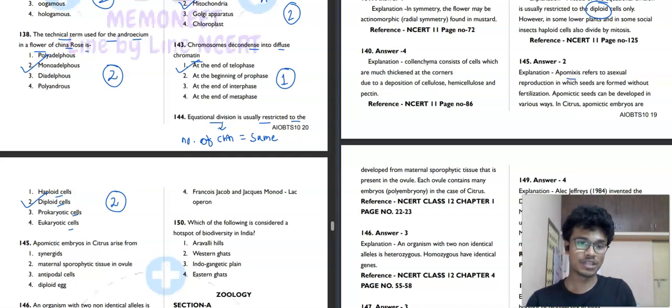So basically, apomixis refers to an asexual reproduction in which seeds are formed without fertilization. So in apomixis, there is no fertilization. Apomictic seeds can be developed in various ways. In citrus, apomictic embryos are developed from a maternal sporophytic tissue that is present in the ovule. Each ovule contains many embryos, and there is polyembryony in the case of citrus. So here the second option is your correct answer for this question.